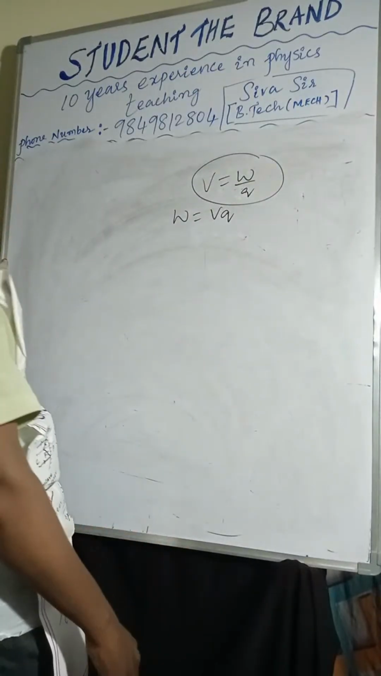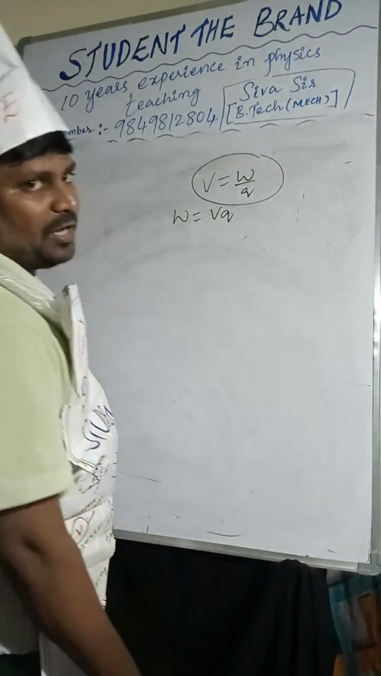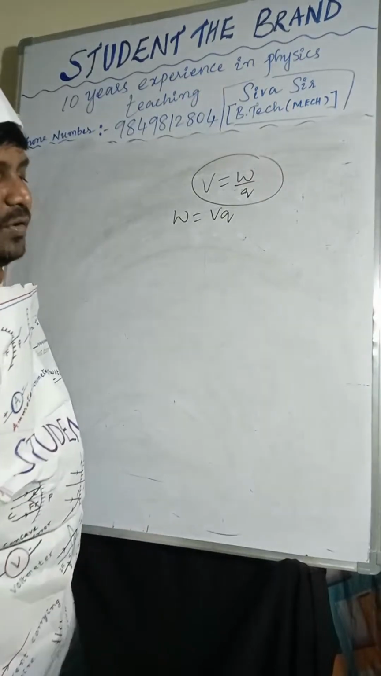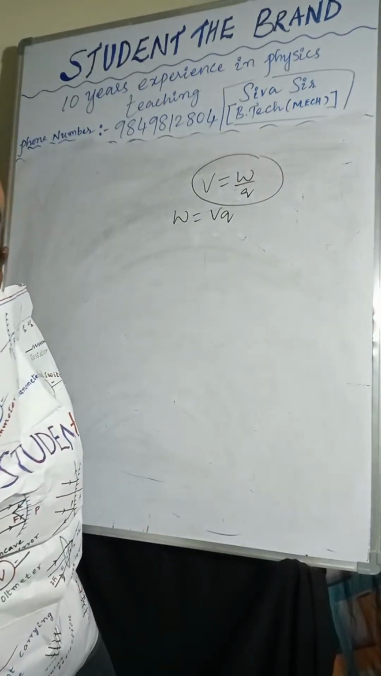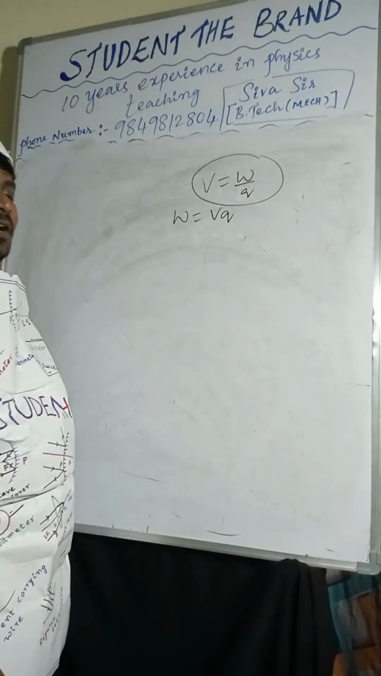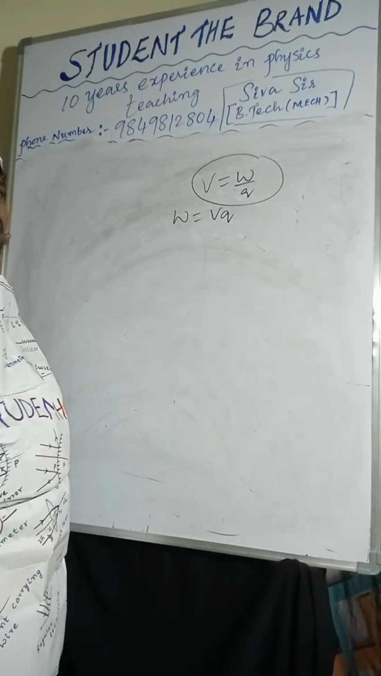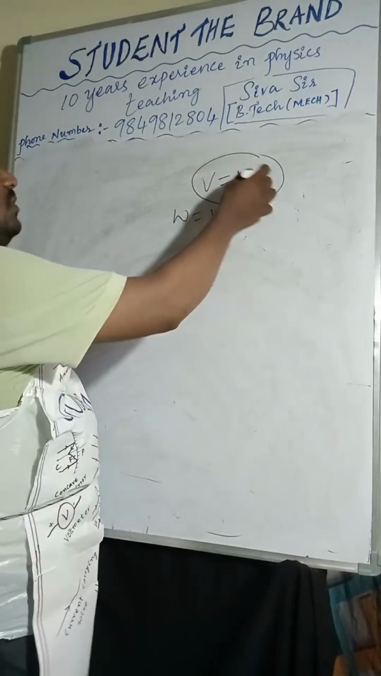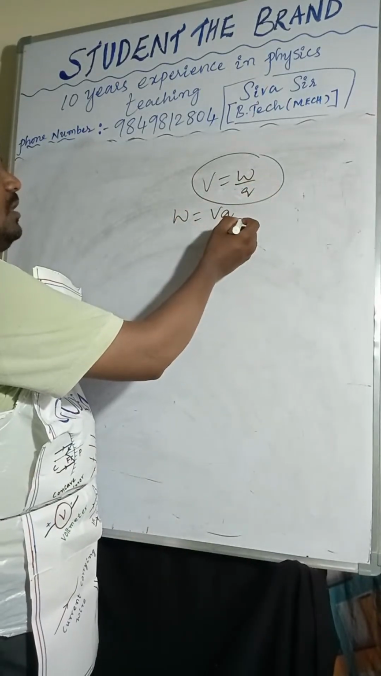Potential difference is the work done to bring unit positive charge from one point to another point within the conductor. V equal to W by Q, W equal to VQ.